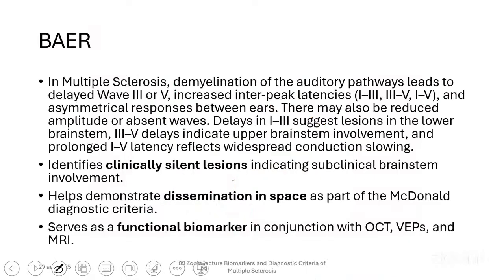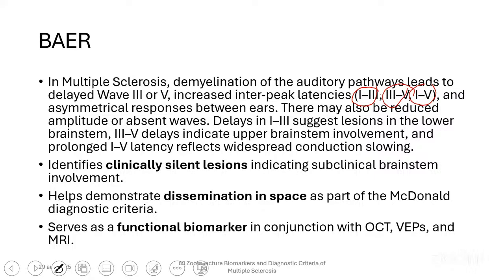So in multiple sclerosis, demyelination of the auditory pathways leads to delayed wave 3 or 5, increased interpeak latencies of 1 to 3, you have to remember this, 3 to 5 and 1 to 5, and asymmetrical responses between ears. There may also be reduced amplitude or absent waves of these.